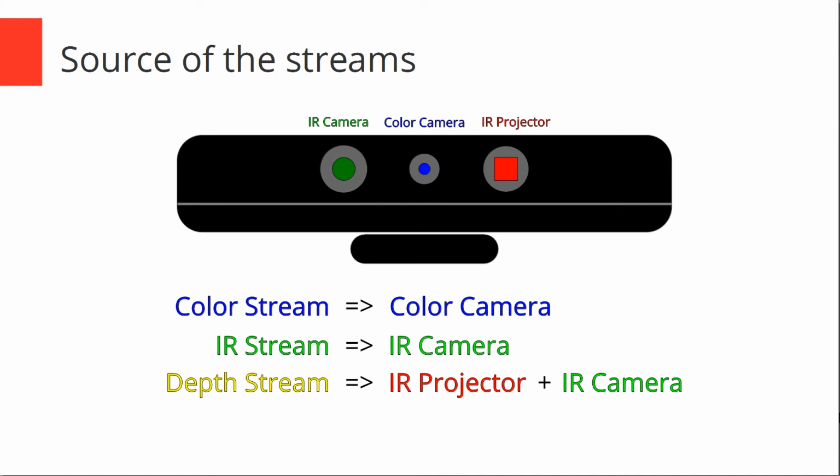This is a diagram of the 3D camera. It has three components: an infrared camera, a color camera, and an infrared projector. As I said before, the color stream is just a color camera, and the infrared stream is just the infrared camera. But the depth stream is a little bit more complex than that. It combines the information of the infrared projector and the infrared camera. I won't go into details about how it actually gets created, but I wanted to show you this so that you know that these three streams are independent.